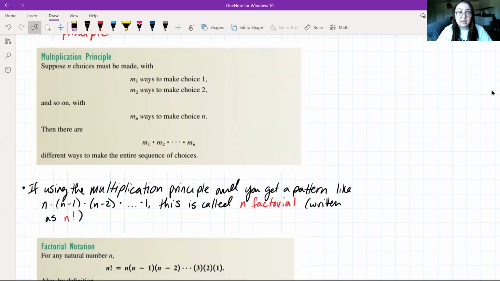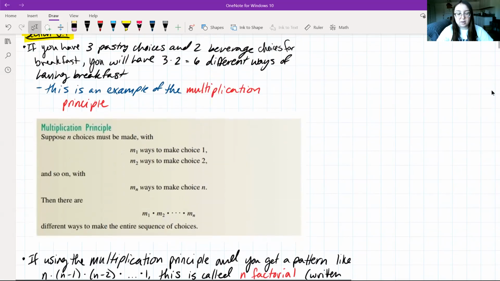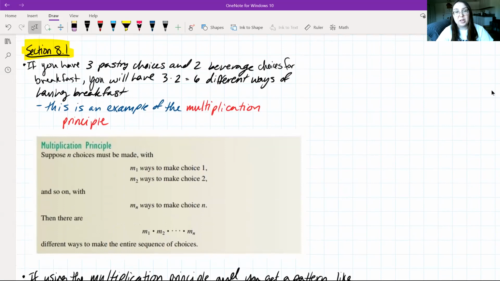Suppose that n choices must be made, with m sub 1 ways to make choice 1, m sub 2 ways to make choice 2, and so on, with m sub n ways to make choice n. Then there are m sub 1 times m sub 2 times, and so on, all the way to m sub n different ways to make an entire sequence of choices. In our very short example, we had 3 choices in our first category and 2 choices in our second category. We only had 2 categories, so we multiplied them together and got 6.